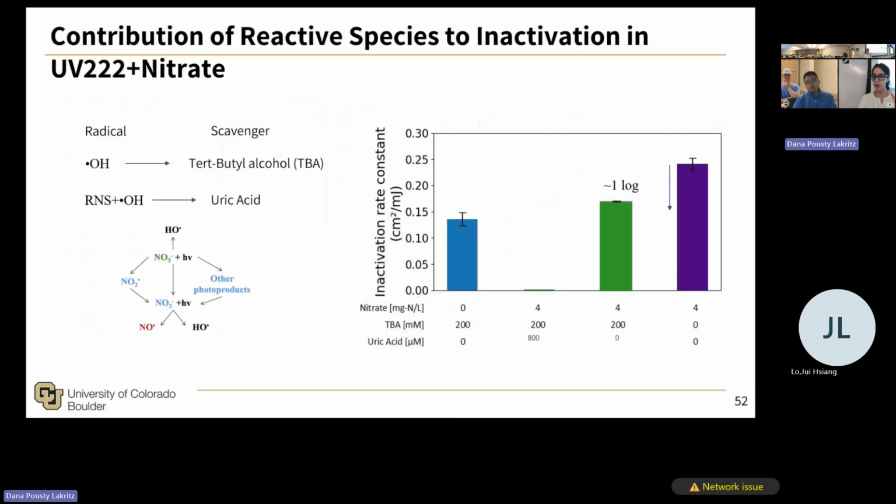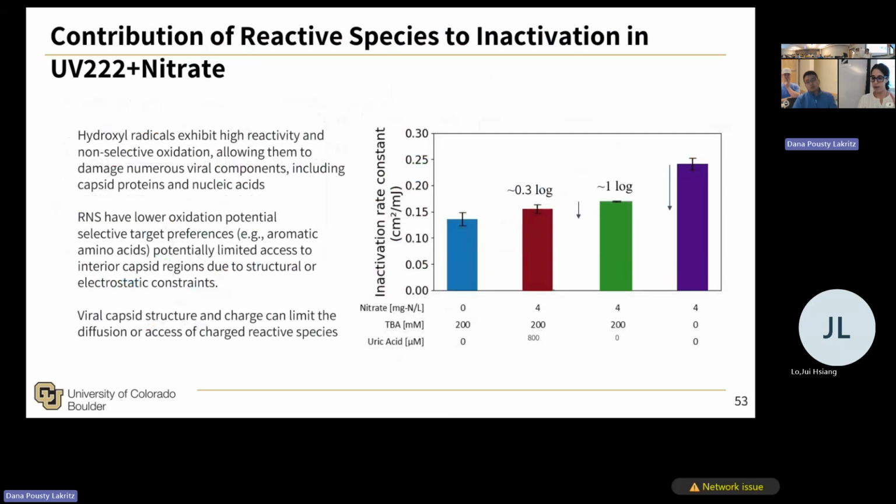And then when we add the uric acid, it reacts with both the RNS and the hydroxyl radical. So when we subtract between both of them, we can see what actually happened with the RNS, and we find that the hydroxyl radical was dominant here. They are much more reactive than the RNS, so they are the dominant reactive species here.